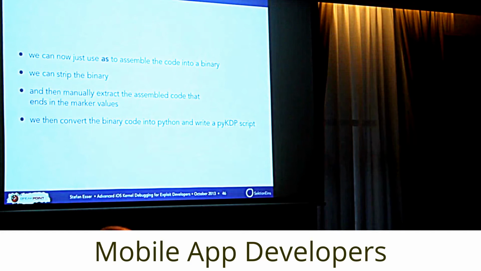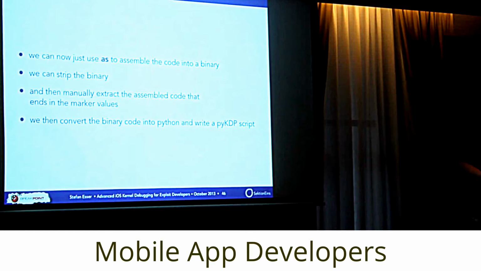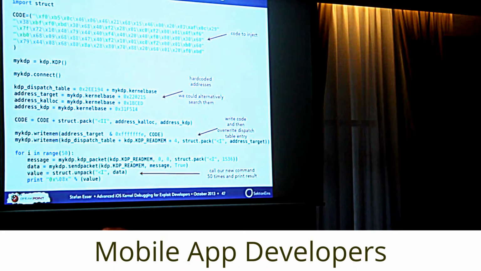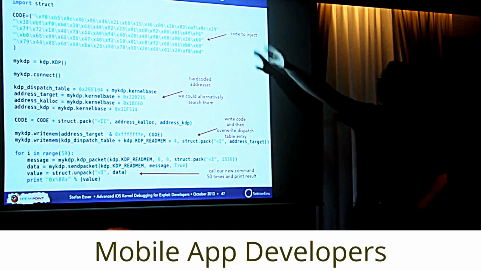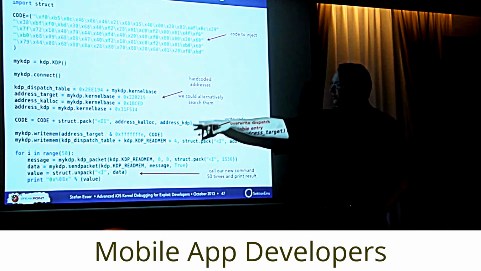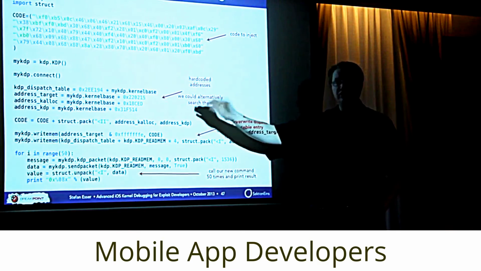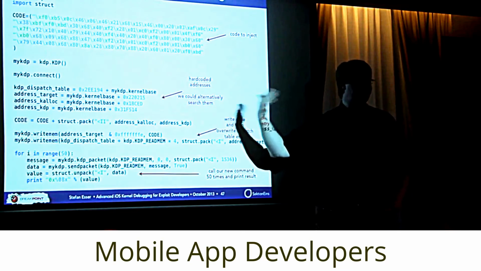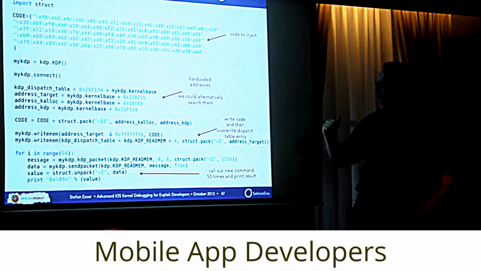But on macOS, as far as I know, there is nothing really good to simulate the same thing. So most of the time you have to do it manually or write your own code. And then you can put all that into a PyKDP script. See here we have the code, then we do our connection, we calculate some values. In this case they are hard-coded, but because you have read and write access you can basically find them in the kernel yourself, but here they are hard-coded.